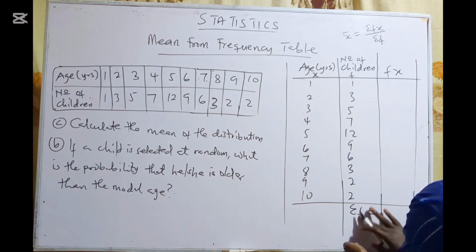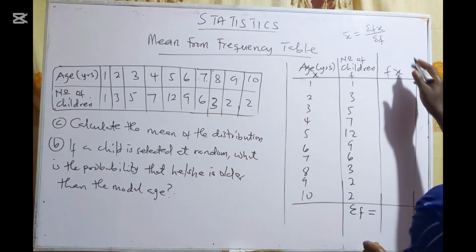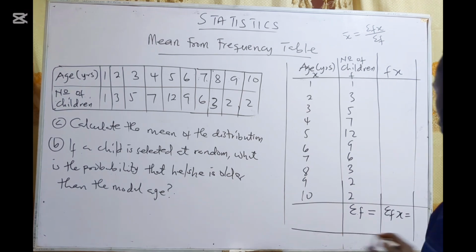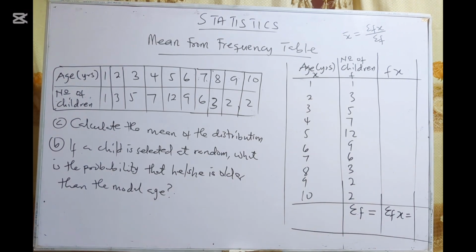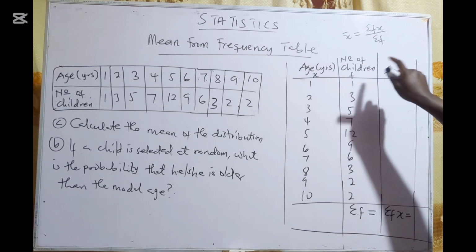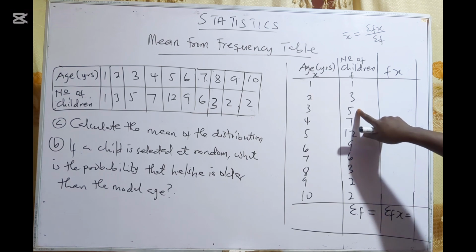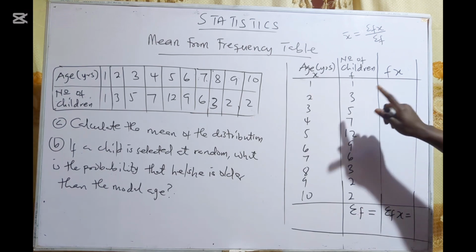Summation of the f, sigma f. And when you put all this together, we get summation of f times s. Okay, so we will put all together and then we get our answer. So let's add this. See, 1 plus 3 will give us 4. 4 plus 5 will give us what?